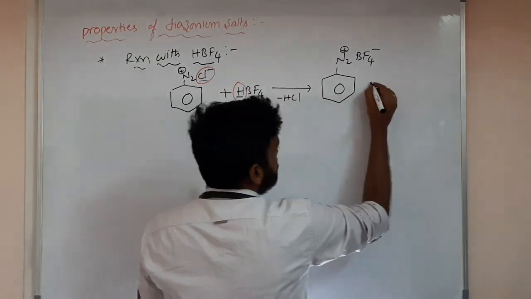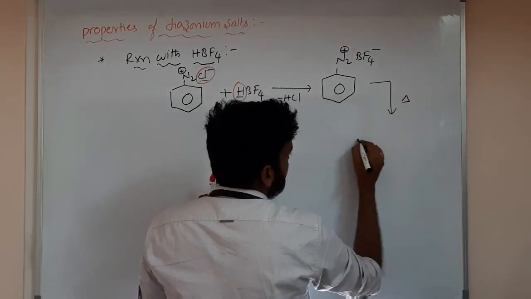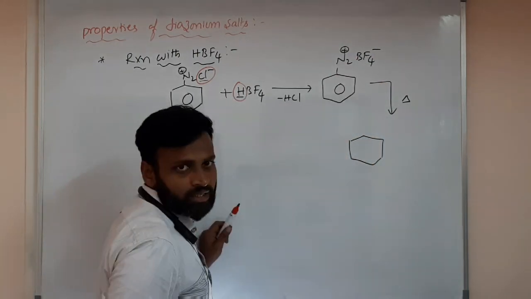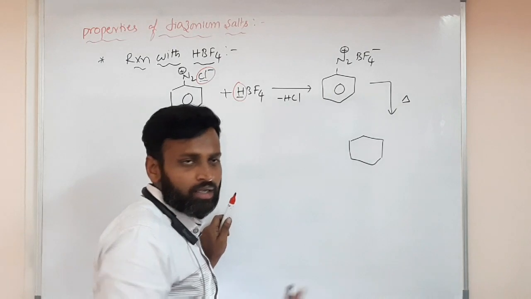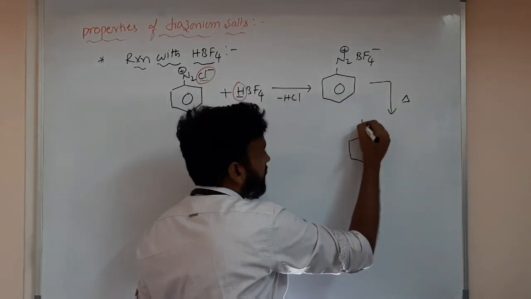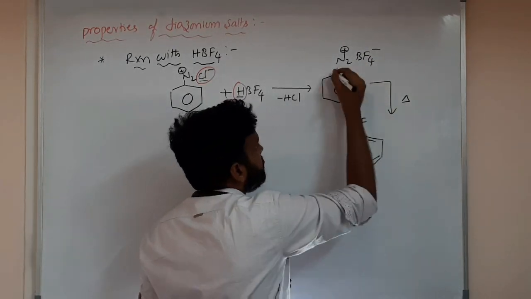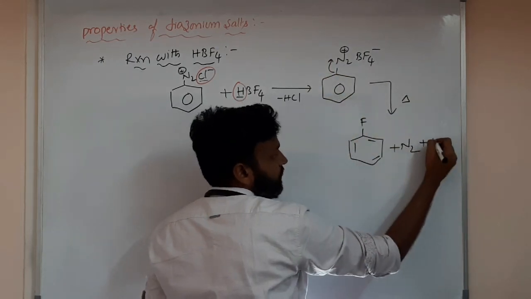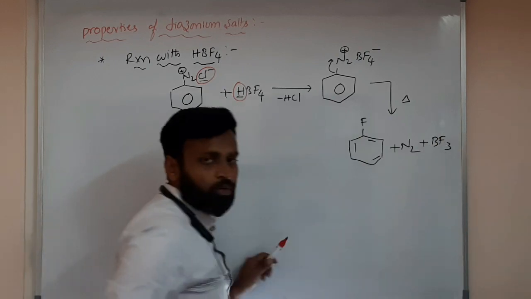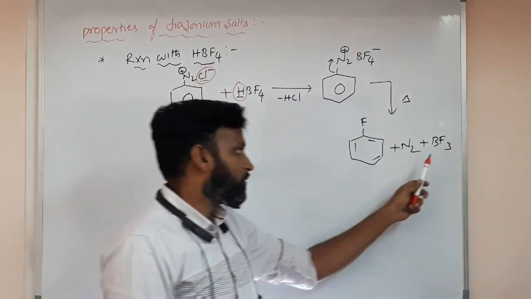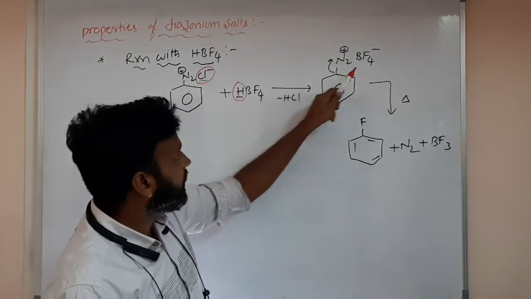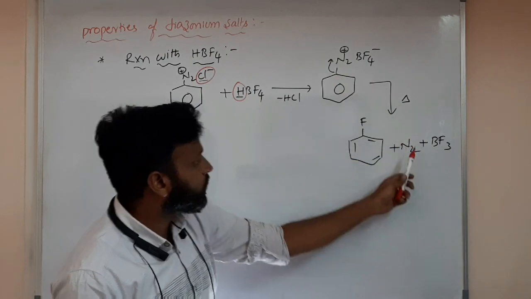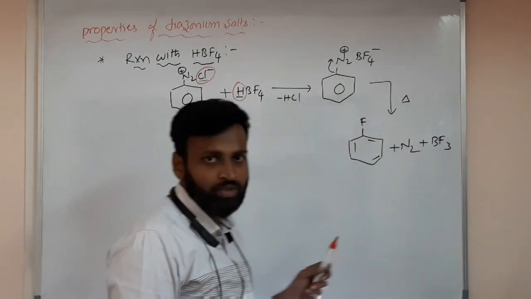Further, on small heating, you will get C6H5 with one fluorine. Boron has 4 fluorines here, but boron valency 3 is stable. So one of the F- will come onto benzene and this bond will go away. N2 will come out and the remaining BF3 will come. Boron trifluoride is a byproduct. So one fluorine is on benzene, BF3 came and N2 was removed. This is the fluorobenzene preparation.